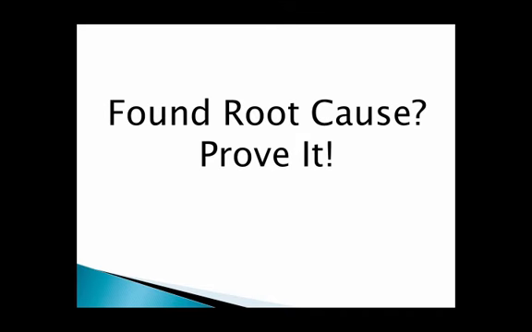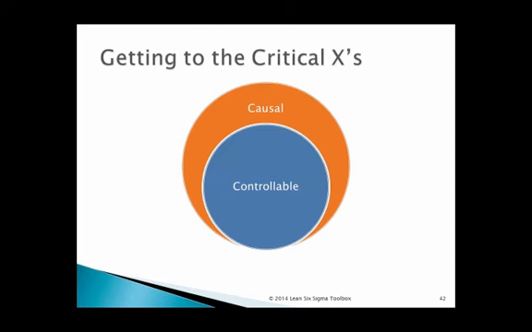So you found root cause at this point. Now you have to prove it. Okay? So this is how you keep the problems from resurfacing. You have to get to the critical X's. So there's 2 things. There's inputs that are causal and inputs that are controllable. Hopefully you have something that's both. I'll give you an example because they're not the same thing.